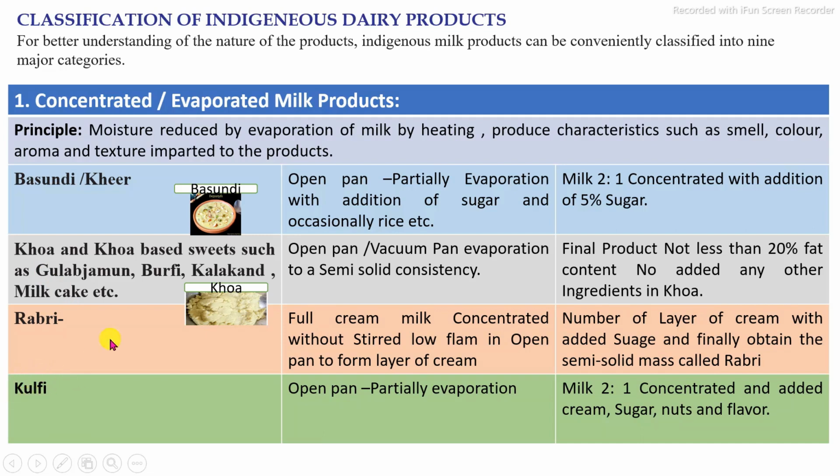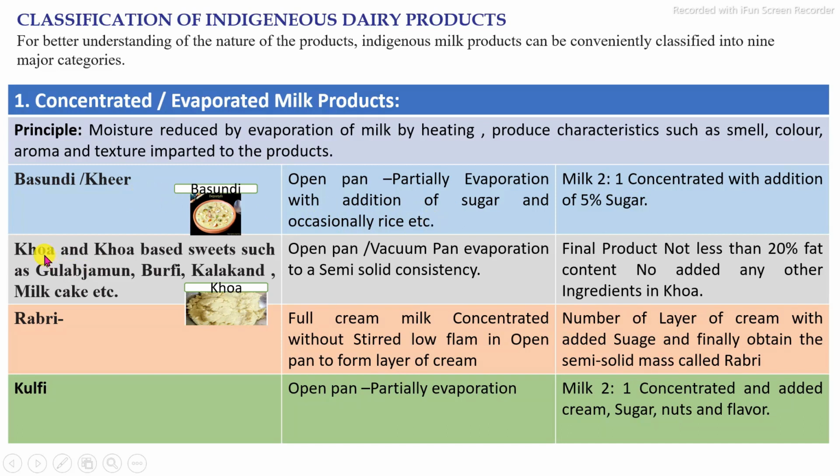And the kulfi. The basic requirement for basundi as per the Food Safety and Standards Authority of India is the addition of sugar up to 5% into the milk during concentration, and the final concentration, that is, the milk reduced to half, is called basundi. If it is added with 2.5% basmati rice, it is called kheer.